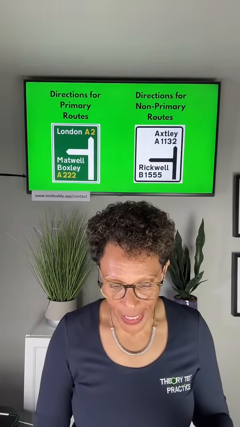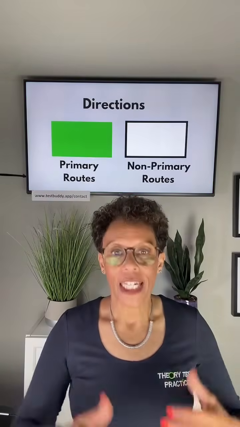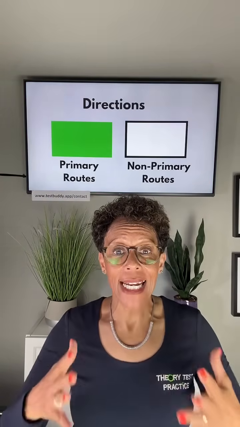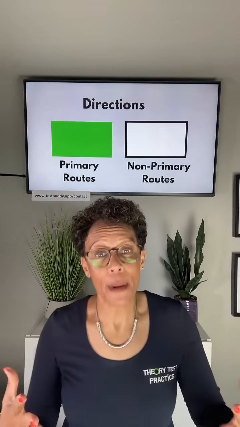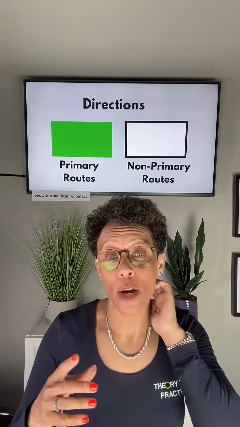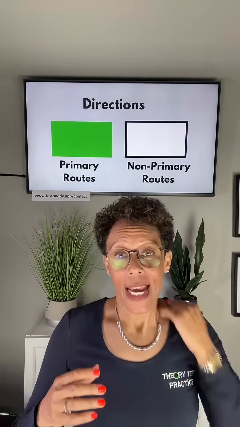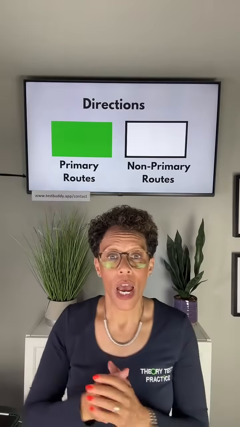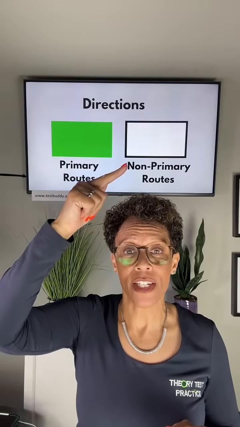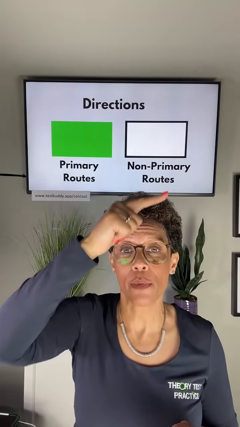Awesome. So the green and white signs give us directions. Anything that's green or white, the information you're getting is directions. Now, green ones give us directions for primary routes and the white ones give us directions for non-primary routes.